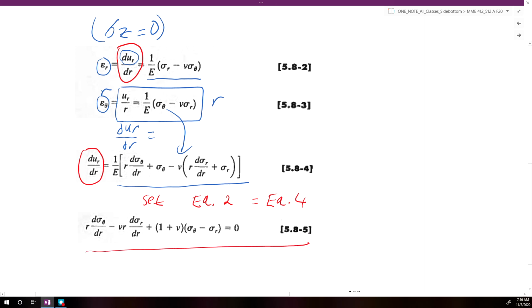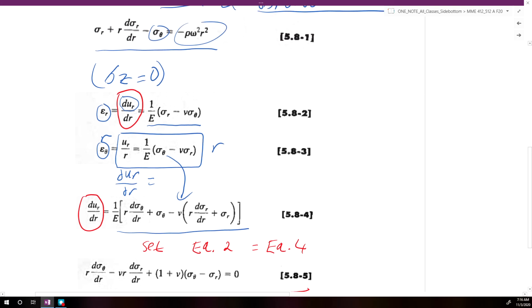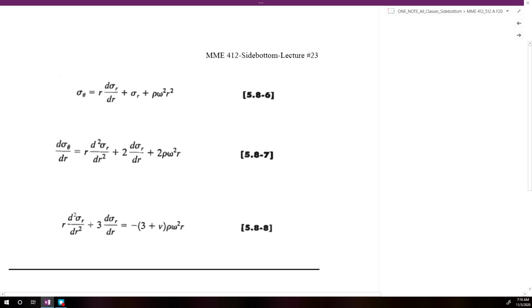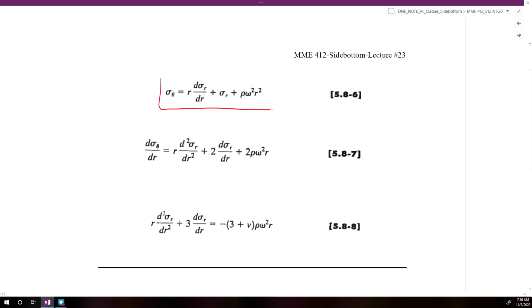So we can rearrange. If we go back to this term here, if we look at equation 5.81, we can rearrange in terms of just sigma theta. So we can move sigma theta to the other side and bring this term over. If we do that, we'll get the following equation on the next page here for sigma theta. Now we can take the derivative of this with respect to r. Now we're left with this equation here.